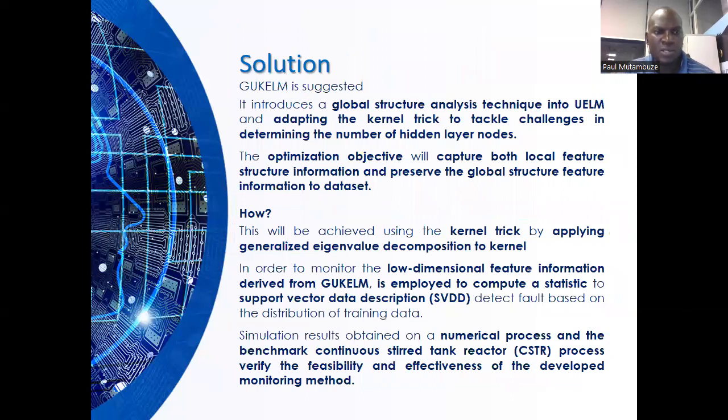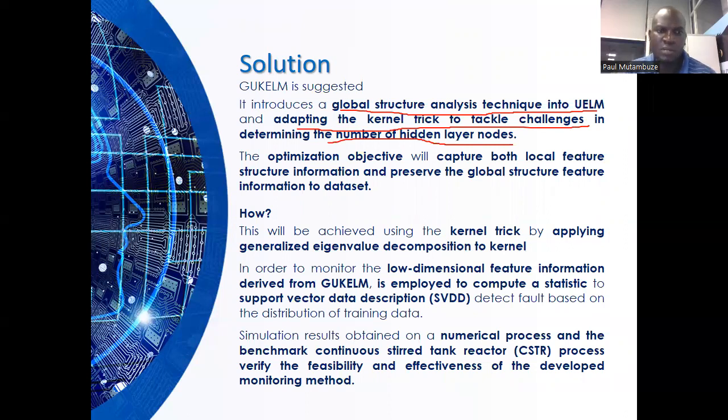So what solution is this paper proposing? What the paper proposes is to introduce a global structure analysis technique into the ELM, adopting the kernel trick to tackle the challenge of determining the number of hidden layer nodes. The optimization will capture both the local and the global structure information of a data set.